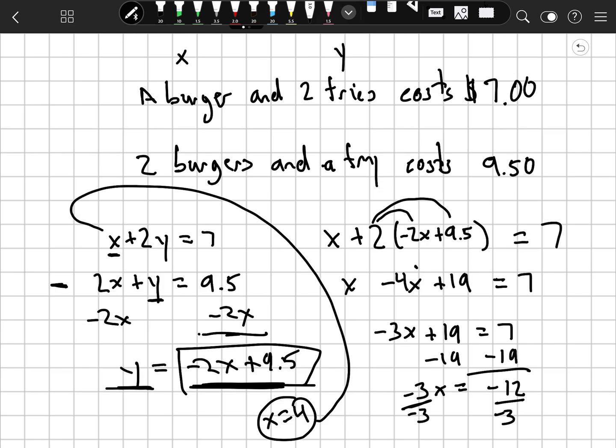Now if I plugged in 4 right there, I have 4 plus 2 orders of fries equals $7. I'm going to subtract 4 from both sides. And we've got 2 times the cost of an order of fry equals $3, divided by 2. And the cost of a fry is $1.50. So the burger is $4 and the fry is $1.50.